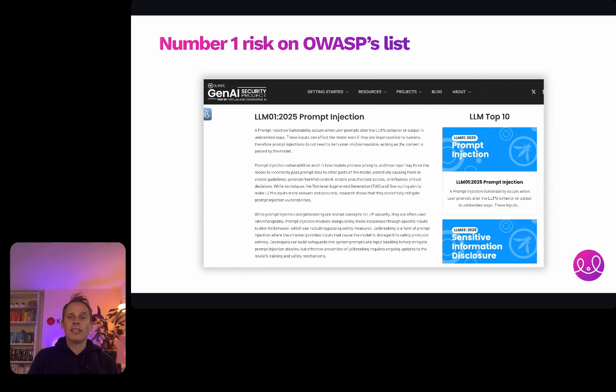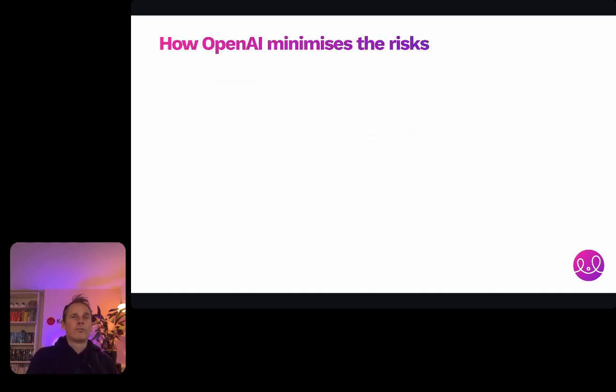So you might think, well, this sounds very risky. And you'd be right. It is the number one risk listed by OWASP, which is a non-profit global organization looking at the risks of technology solutions. And in their LLM ranking, prompt injection is number one.